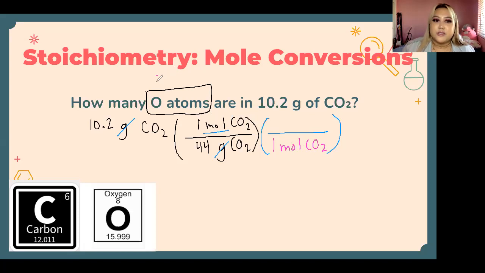So we're interested in oxygen though. So what would be on the top? 2 moles of O. And she got that 2 from this subscript here. So technically this is saying that there's 1 mole of carbon per 1 mole of CO2, and then 2 moles of oxygen per 1 mole of CO2. Anyone have questions on how to get the mole to mole factor?